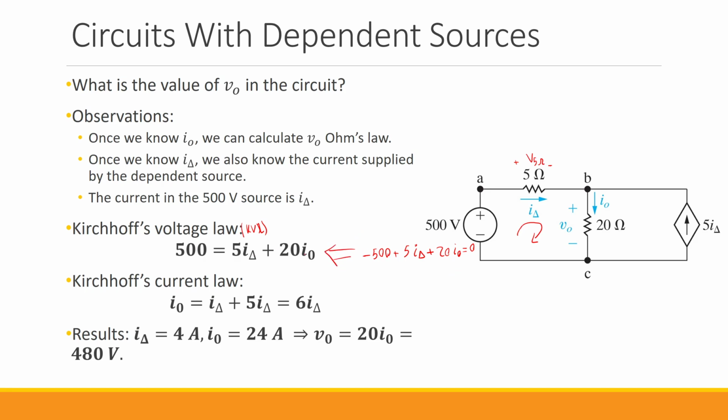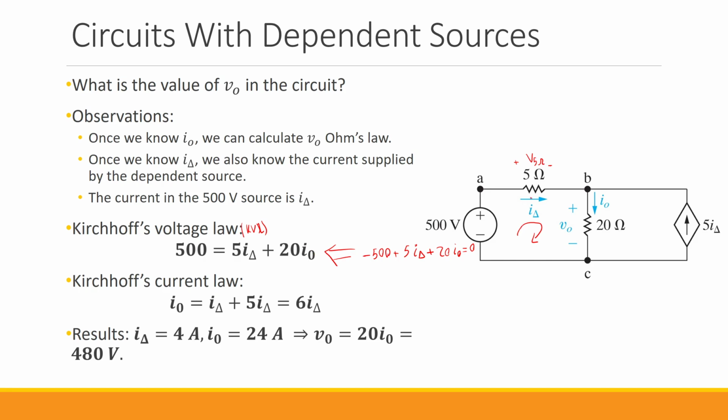So these two equations are equivalent. I only took this negative 500 to the other side of the equation. So 500 equals 5 I delta plus 20 I0. That is the equation that I want to write based on the KVL. As you can see, we don't know the value for I delta. Also, we don't know the value for I0.